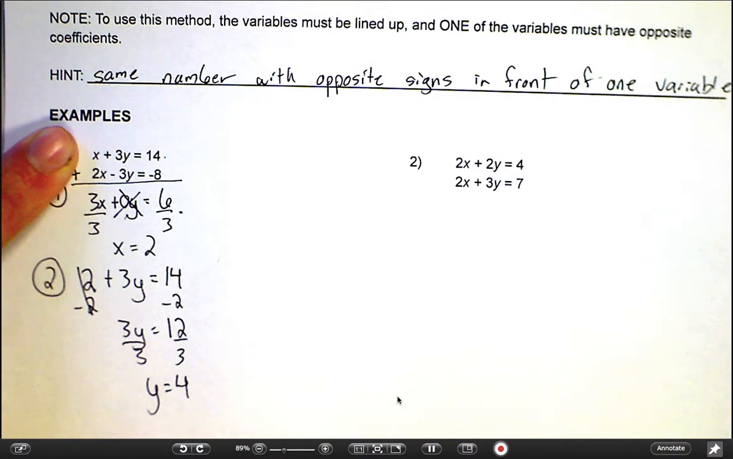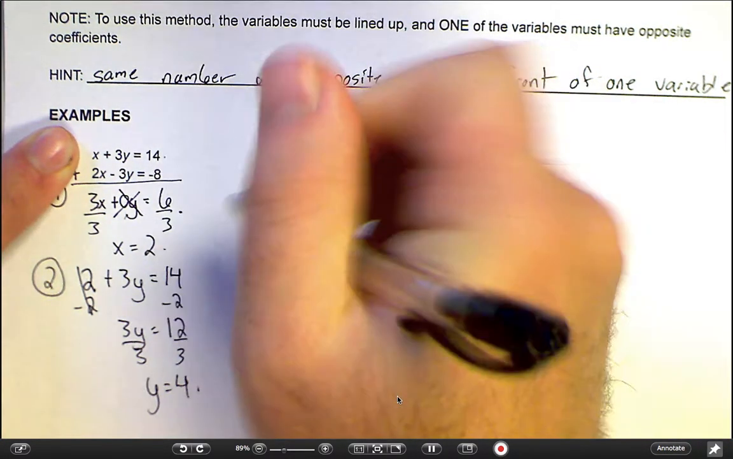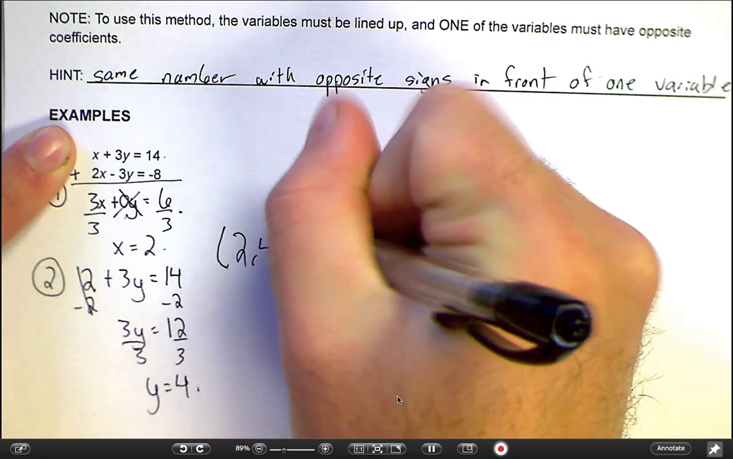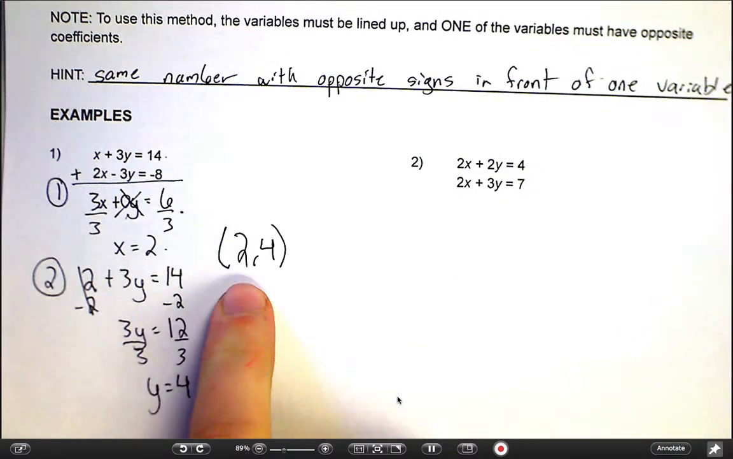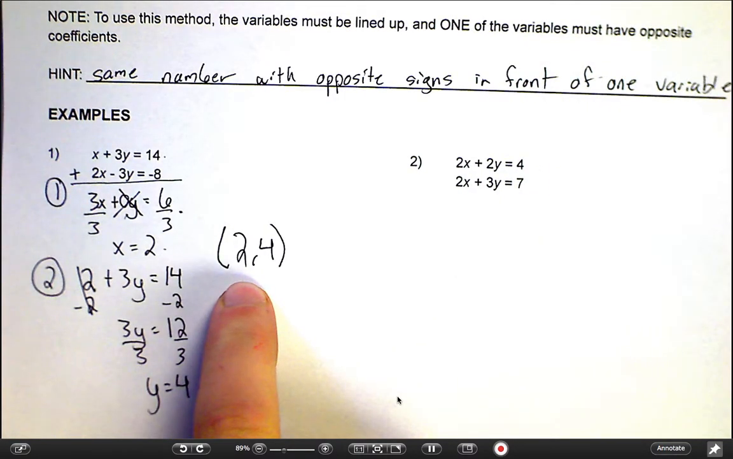Okay, at this point I know both my x and my y coordinate. The last thing I want to do is assemble those into a coordinate pair or an ordered pair so that I have that single point. That would be my solution.